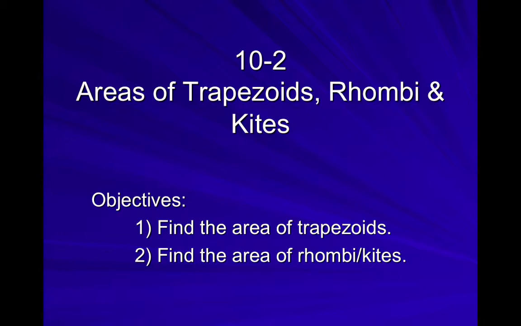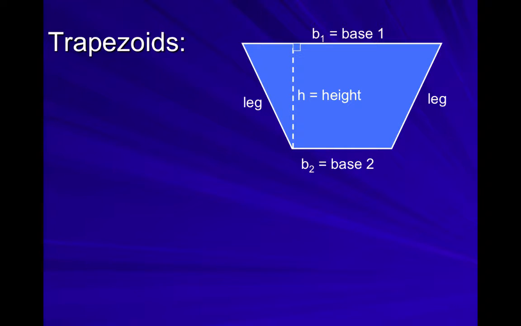Hey guys, this is the second section, and we're going to talk about areas of trapezoids, rhombi, I guess, and kites. So we're just going to break it down by shape, give you a couple examples, and then we should be good. So first, we're going to start with trapezoids. So hopefully you guys remember what a trapezoid looks like.